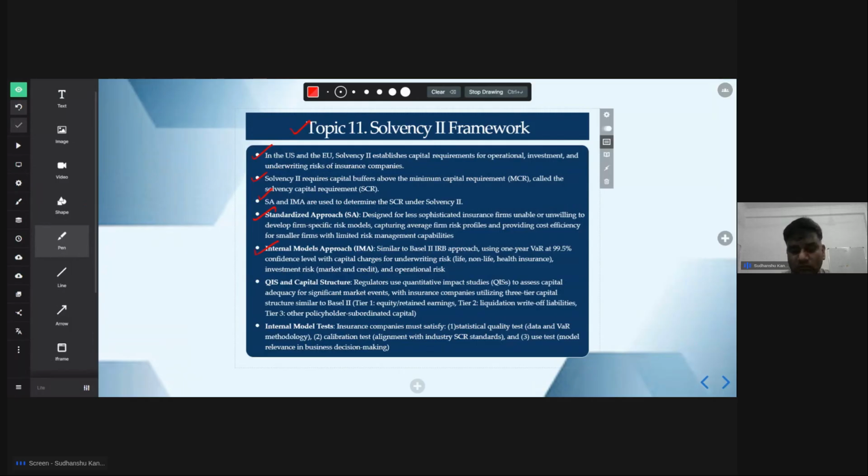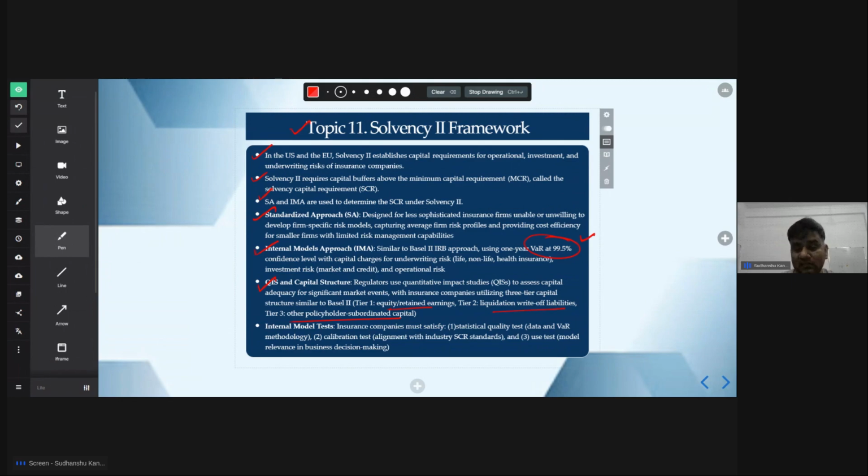Then there is the internal model approach, which is similar to the Basel II internal rating based approach. It uses 1-year VaR at 99.5%. Please remember this: 99.5% confidence, a lower confidence level than for banks, because insurance liabilities are long term and more stable. Risks covered are underwriting risk, investment risk, and operational risk. And then there are capital tiers, a 3 tier structure similar to Basel. Tier 1 is equity and retained earnings. Tier 2 is the liquidation right of liabilities. Tier 3 is other policyholder subordinated capital.